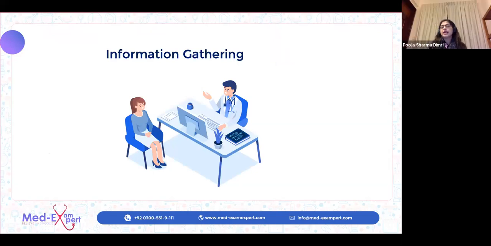So information gathering, the important thing I want to emphasize is that you have 10 minutes. You will have a 2 minutes reading time. You will be standing in front of the cubicle. That 2 minutes passes like seconds. You have to read the whole question and understand what the station is about.